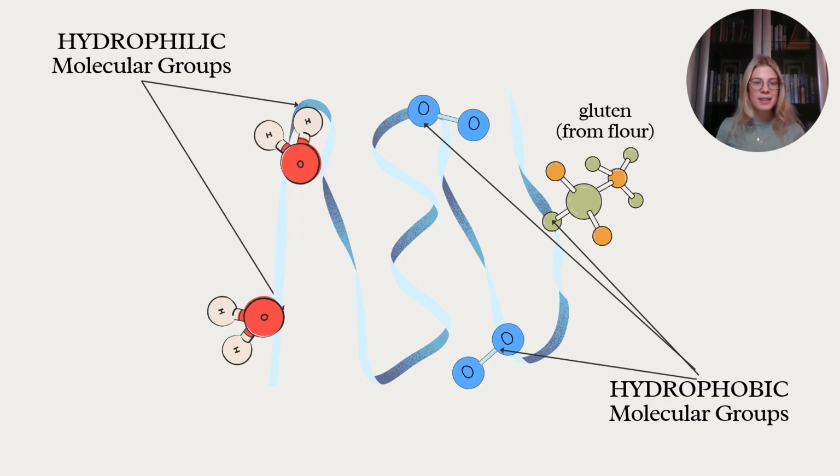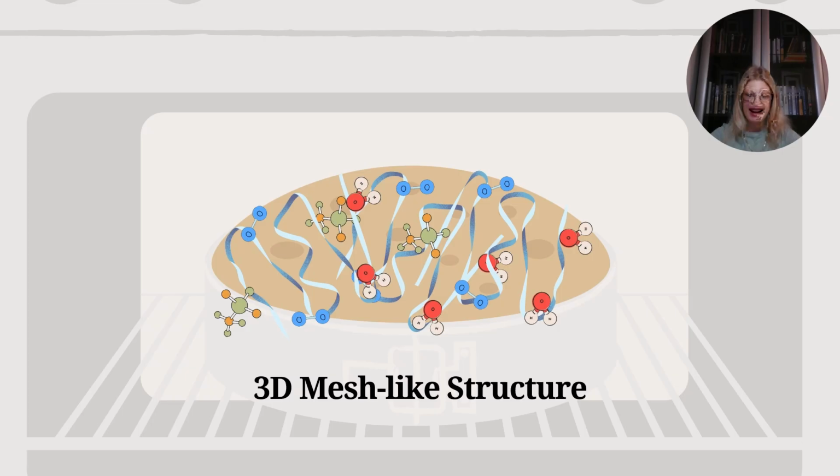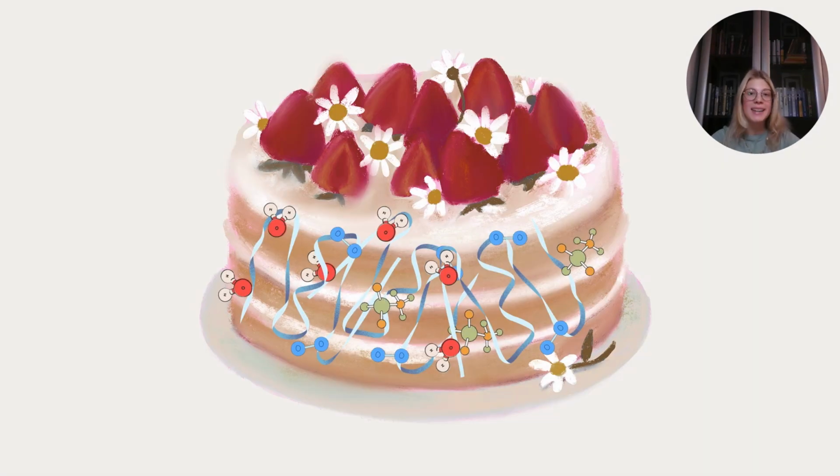The hydrophilic ones are attracted to water, and so remain connected to water molecules in the dough. The hydrophobic ones, on the other hand, are repelled from water, and so they bind to other ingredients of the dough, like the molecules of air or flour. At the molecular scale, this turns the dough into a 3D mesh-like structure, and we get a solid, baked cake.